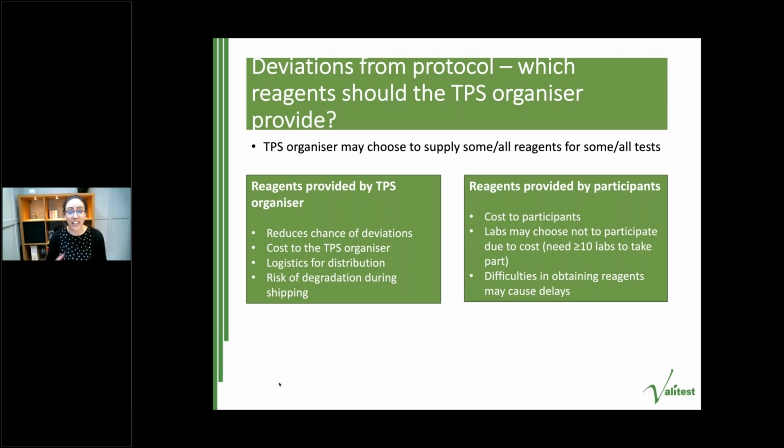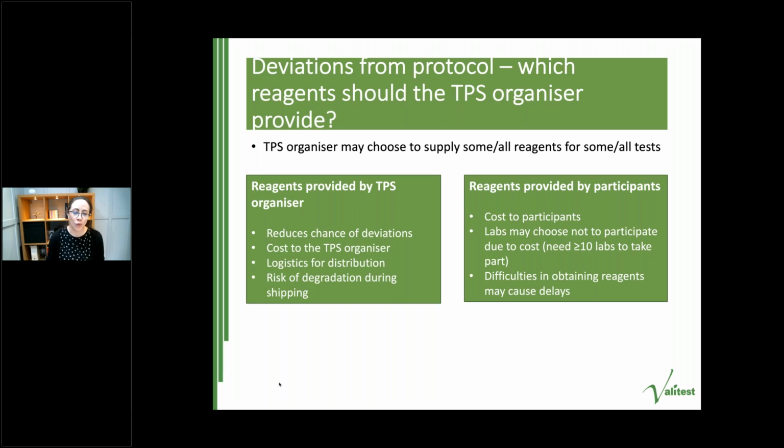So in the case of reagents, the organizer might choose to supply some or all of them for some or all the tests in the TPS. If the TPS organizer chooses to provide them, then there is reduced chance of deviation, but it costs more for the TPS organizer to do that.